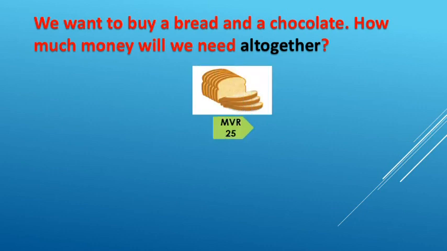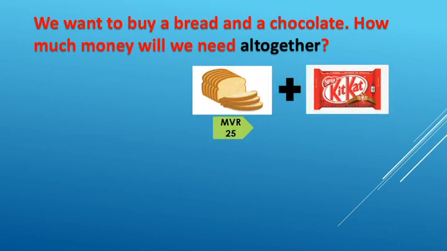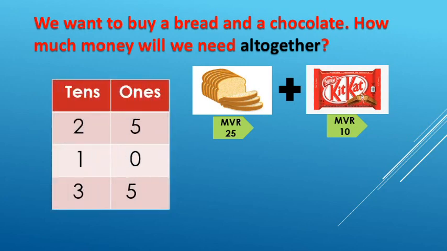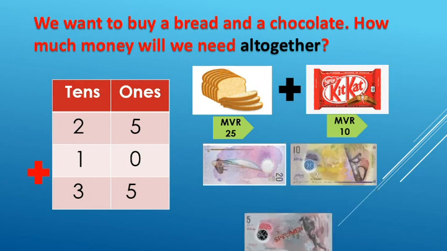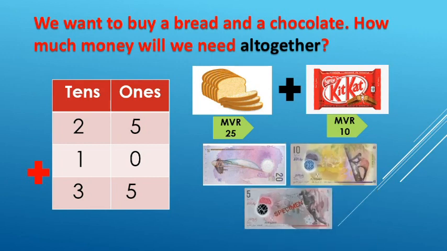How much money will we need altogether? Bread is 25 rupiah and Kit Kat is 10 rupiah. So we have to add 25 and 10. So 5 plus 0 is equal to 5 and 2 plus 1 is equal to 3. So the total amount is 35. We need 35 rupiah.